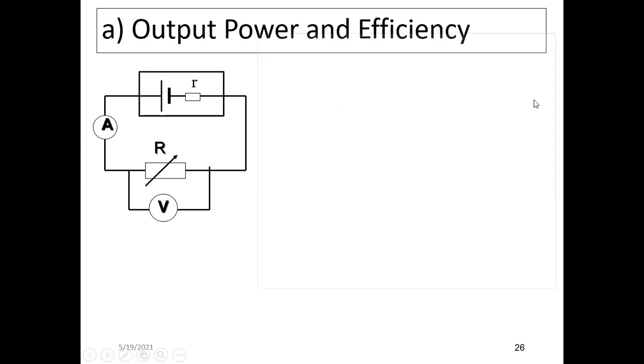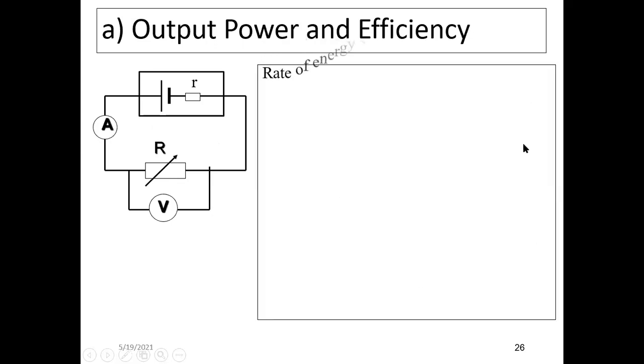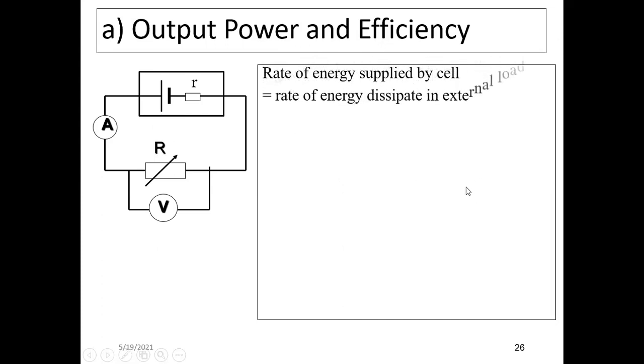Output power and efficiency: rate of energy supplied by the cell. That is the energy by the source dissipated here and here, in the external resistance and internal resistance. We have P out, P wasted, P supply. P out is just your I squared times R. Wasted is the same, I squared times the small r.